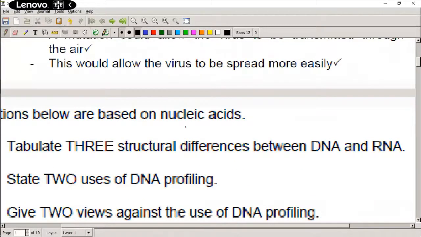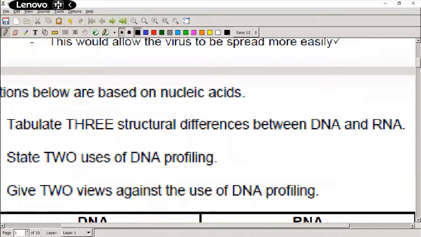Let me just make this a bit smaller here now. Zoom out. There we go.